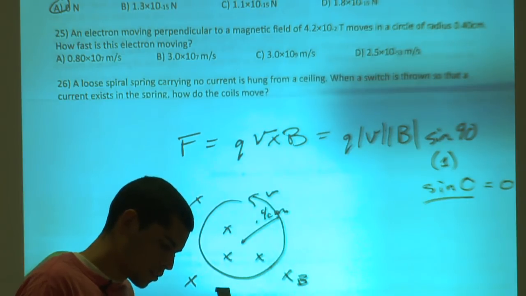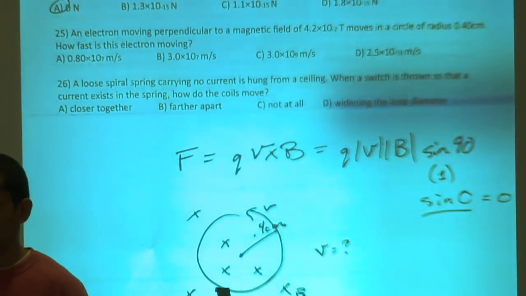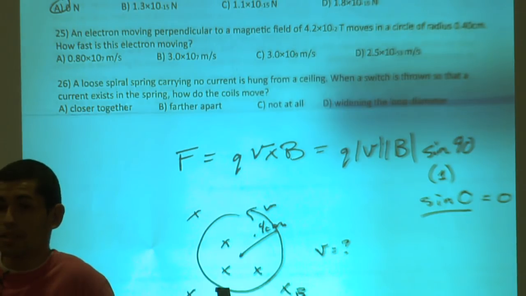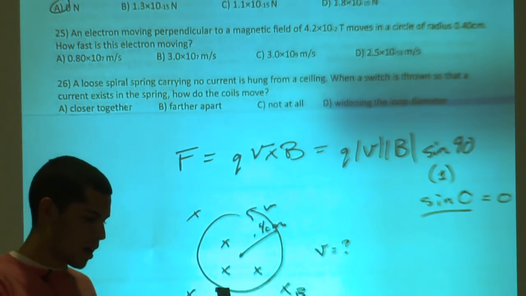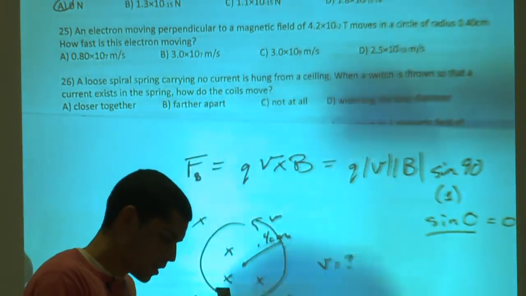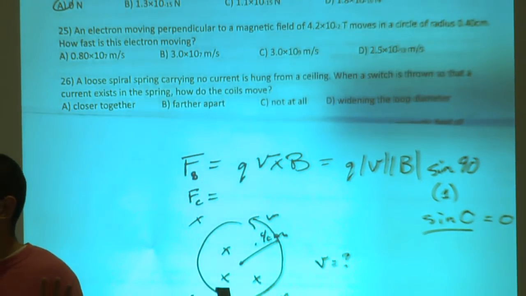How fast is the electron moving? So let's find this velocity. What equation do we know? Anybody? What's going on here? Why is it going in circular motion? Centripetal force, right? Our magnetic force in this situation is going to equal our centripetal force, because our centripetal force is any force that keeps a particle or object in circular motion.